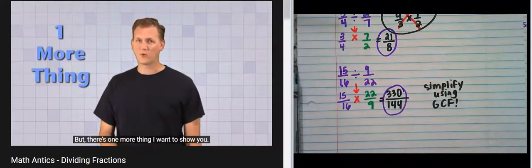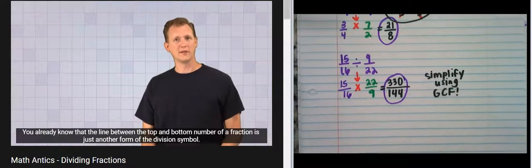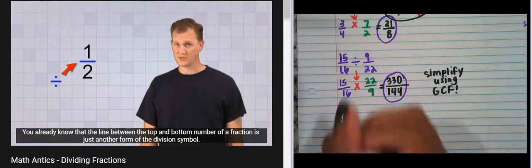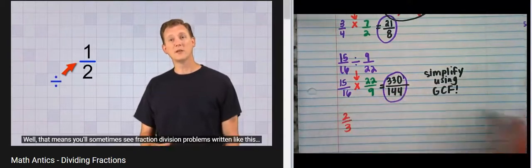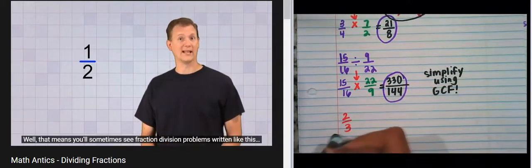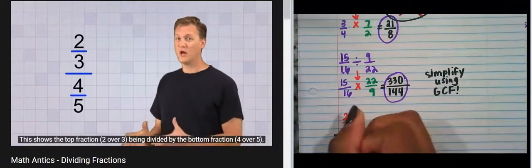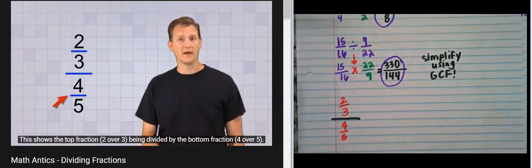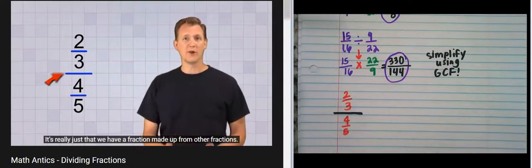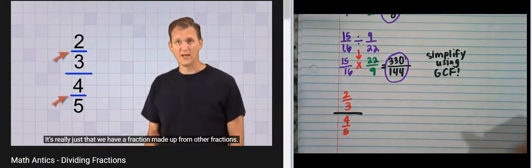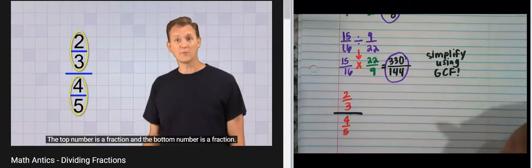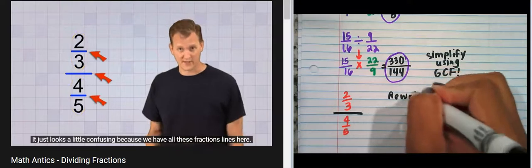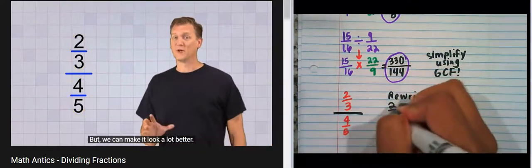But there's one more thing I want to show you. You already know that the line between the top and bottom number of a fraction is just another form of the division symbol. Well, that means you'll sometimes see fraction division problems written like this. This shows the top fraction, 2 over 3, being divided by the bottom fraction, 4 over 5. It's really just that we have a fraction made up from other fractions. The top number is a fraction, and the bottom number is a fraction. It just looks a little confusing because we have all these fraction lines here. But we can make it look a lot better.